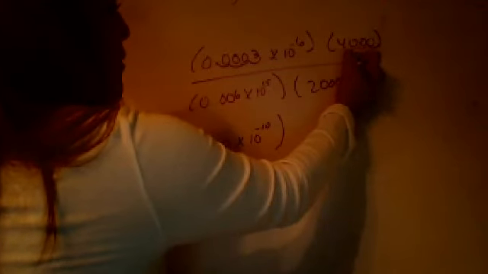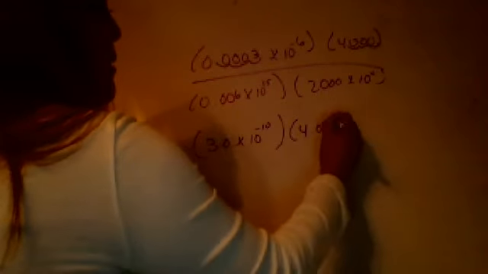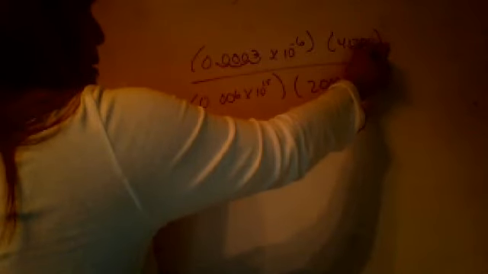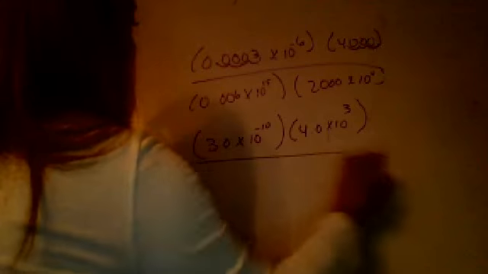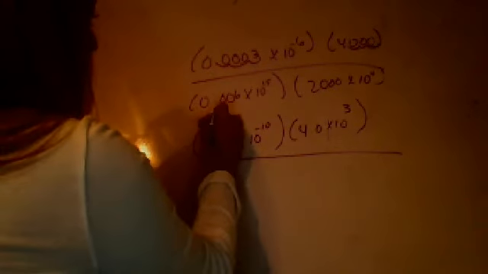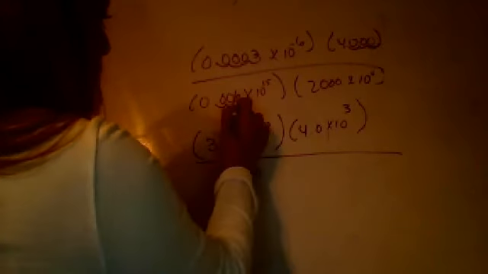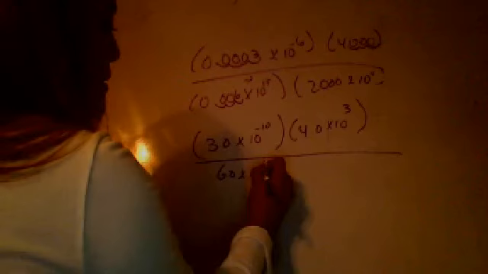Then this one, my decimal's here. So I'm going to go 1, 2, 3, 4.0 times 10 to the third power. As I moved it to the left, the opposite of negative 3 is positive 3. Okay, then I come over here, and I'm moving it to the right. 1, 2, 3, so that's 6.0 times 10. Because I moved it to the right 3 places, that's a negative 3 and a positive 15. So I get times 10 to the 12.